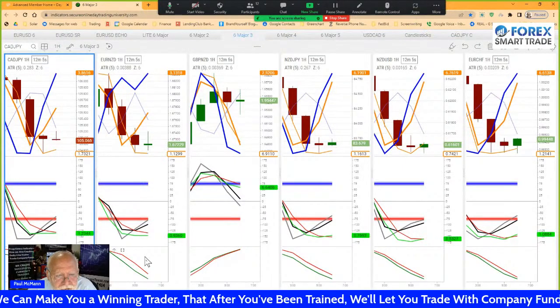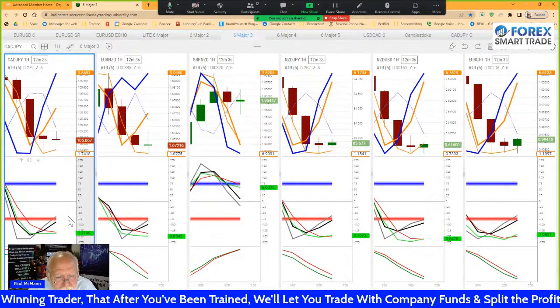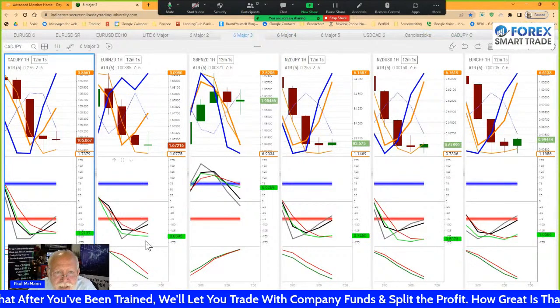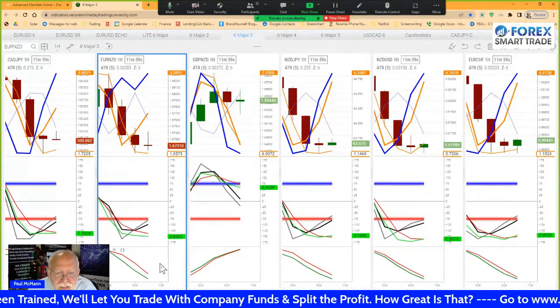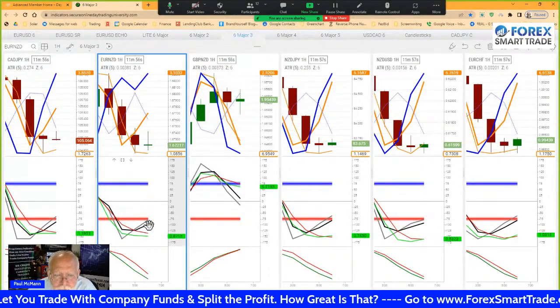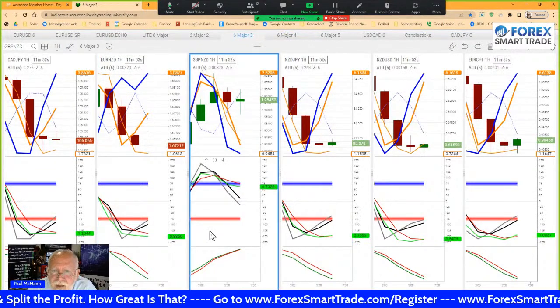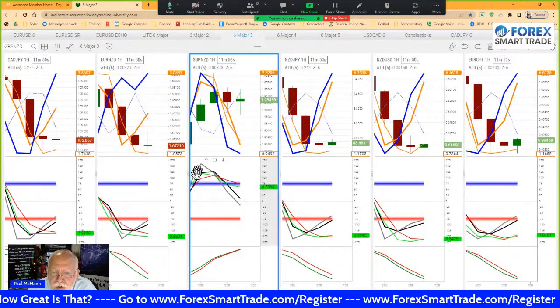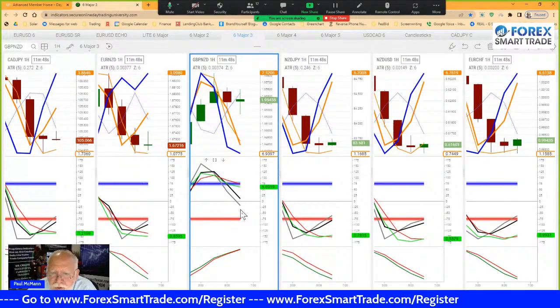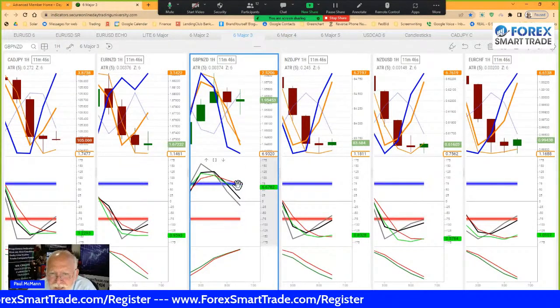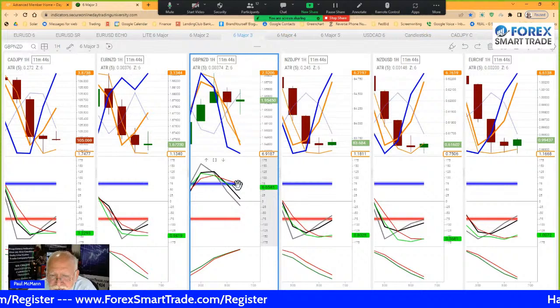Canadian dollar yen oversold. Minors going up. Majors sideways. Euro New Zealand oversold. Minors going up. Majors sideways. Pound New Zealand dollar overbought. Minors are going down. Majors again sideways.